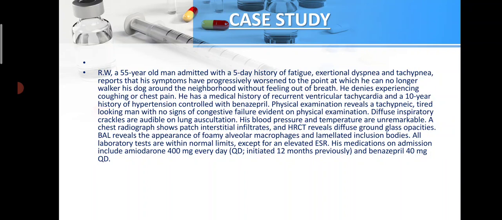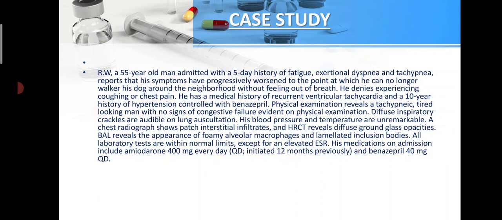Physical examination reveals a tachypneic, tired-looking man with no sign of congestive failure evident on physical examination. Diffuse inspiratory crackles are audible on lung auscultation. His blood pressure and temperature are unremarkable. A chest radiograph shows patchy interstitial infiltrates and HRCT reveals diffuse ground glass opacities. BAL reveals the appearance of foamy alveolar macrophages and lamellated inclusion bodies. All laboratory tests are within normal limits except for an elevated ESR.